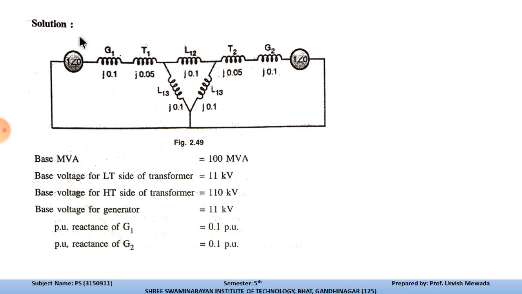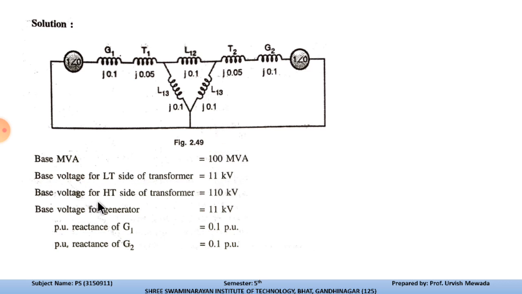First of all, this is the equivalent diagram of the given system. All the reactances and impedances given over here, the admittances of the line, are converted like this. So this is the equivalent diagram of the given system. The base MVA that we have selected is 100 MVA, which is given. The base voltage for the LT side of the transformer is 11. So this is a step-up transformer in both cases, 11 to 110.